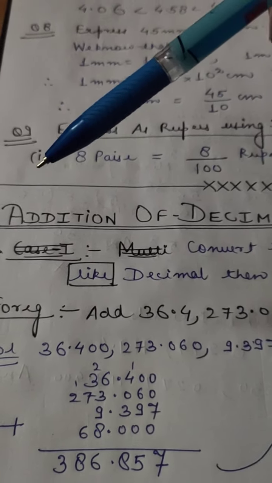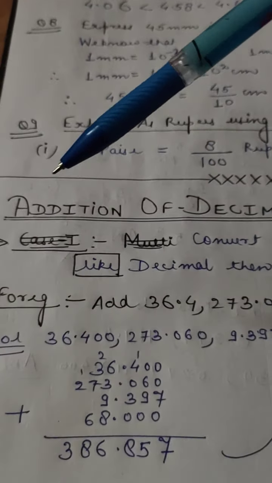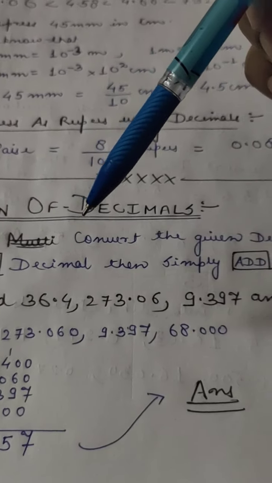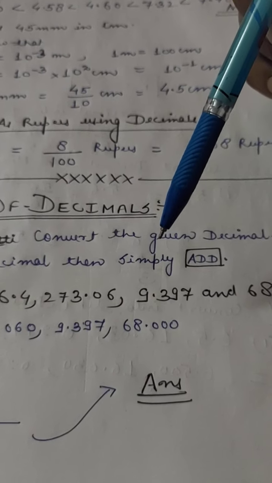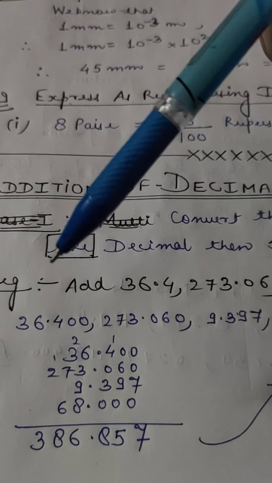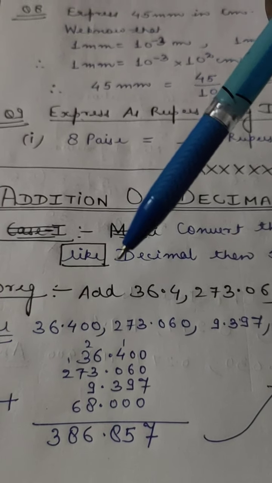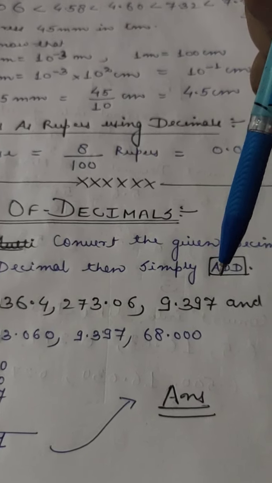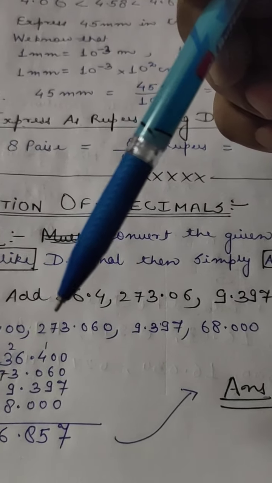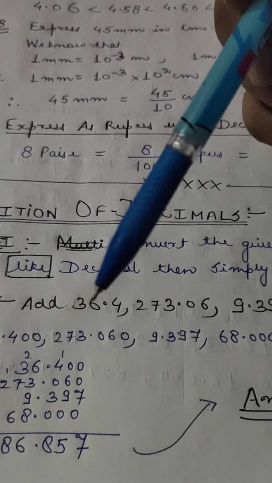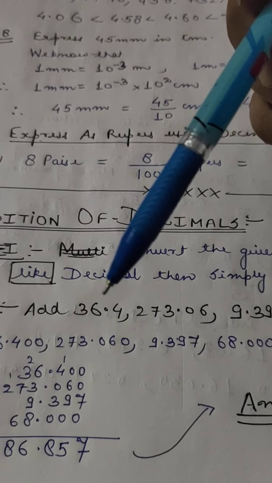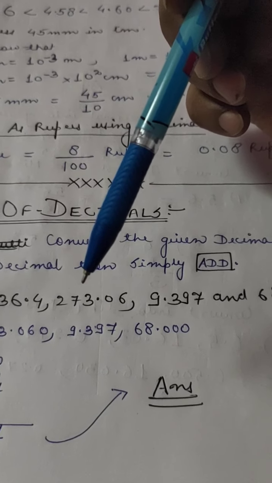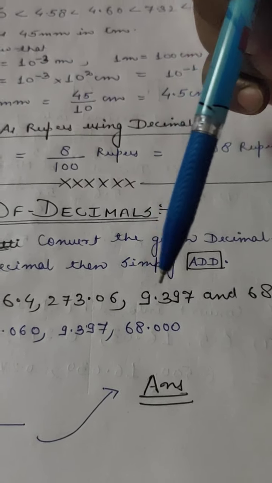So students, we will start our next topic, that is addition of decimals. We will learn how to add decimals by taking an example. The first main thing while adding these decimals is to convert them into like decimals, and all of you now must know what like decimals are: those decimals which have the same number of decimal places after the decimal point.